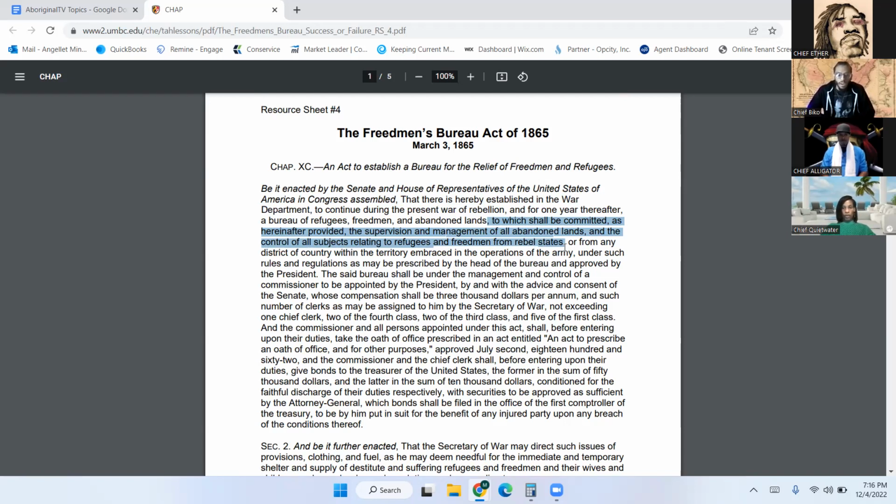And now they're calling them out, saying, okay, you want to do this? We ain't gonna mess you over too bad. We'll still give you a little something. We'll give you 40 acres after this war, because those are still their people. So we got refugees and again, freedmen from rebel states. That's not our group of people.